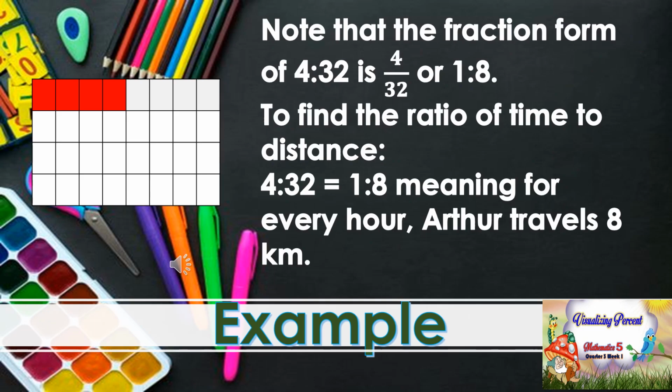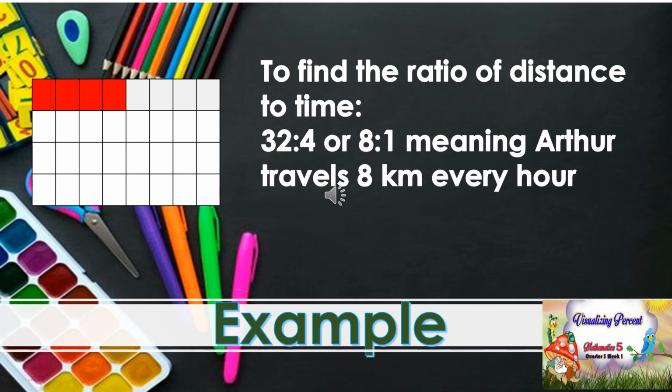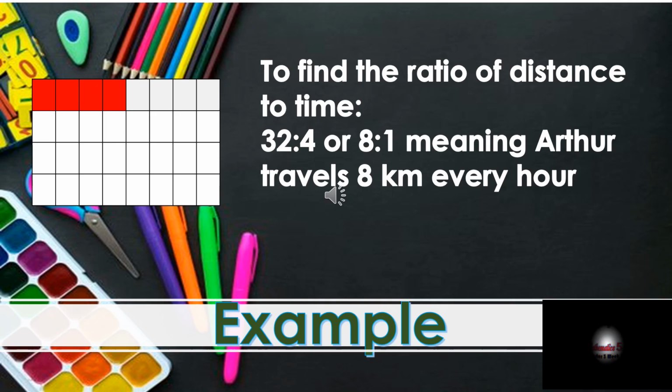Note that the fraction form of 4:32 is 4/32 or 1:8. To find the ratio of time to distance, 4:32 equals 1:8, meaning for every hour Arthur travels 8 kilometers. In order to find out the ratio of distance to time, 32:4 or 8:1, meaning Arthur travels 8 kilometers every hour.